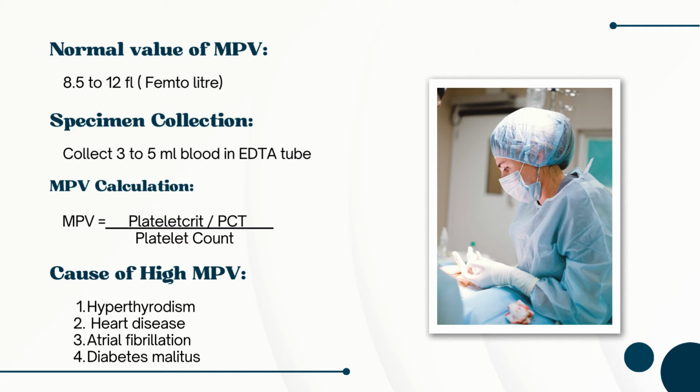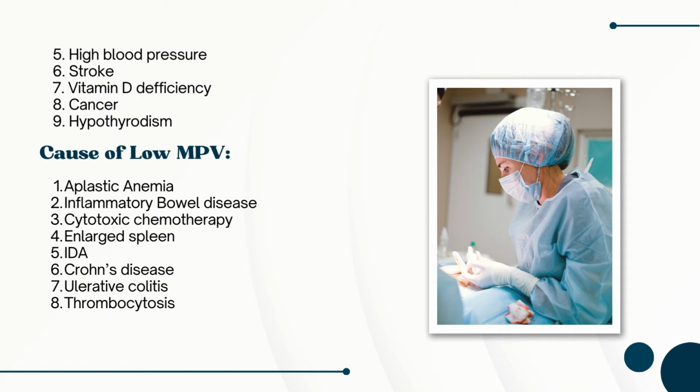Cause of high MPV. Number 1, hyperthyroidism. Number 2, heart disease. Number 3, atrial fibrillation. Number 4, diabetes mellitus. Number 5, high blood pressure. Number 6, stroke. Number 7, vitamin D deficiency. Number 8, cancer. Number 9, hypothyroidism.